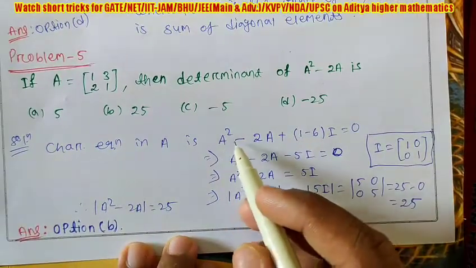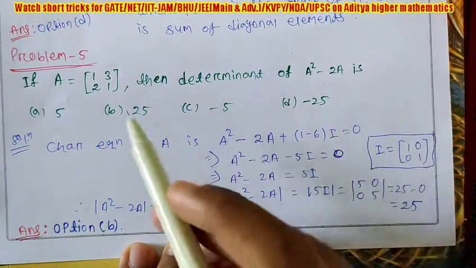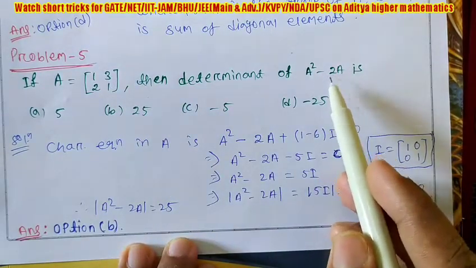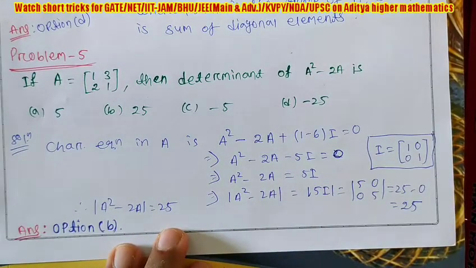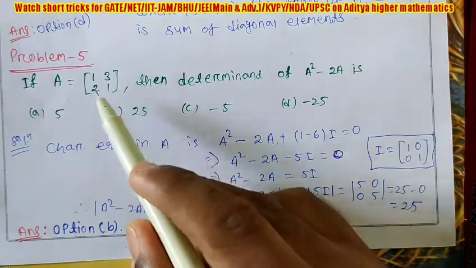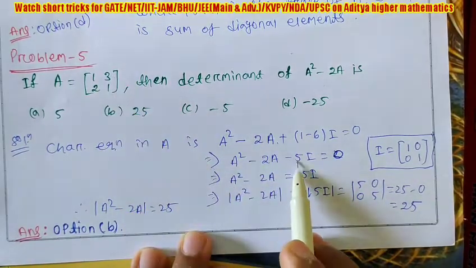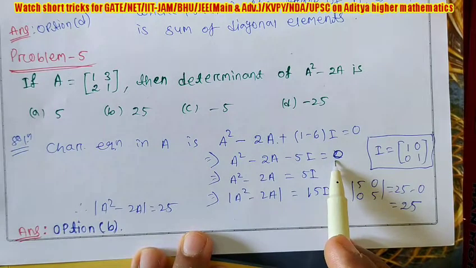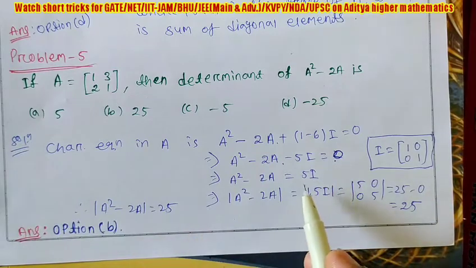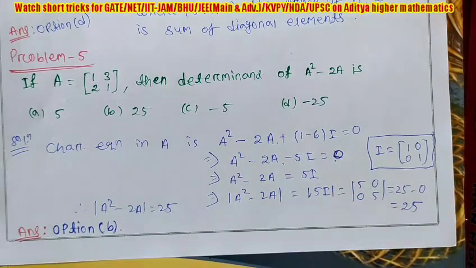So first write its characteristic equation. You can see that the sum of diagonal elements given is the coefficient of A. So A square minus 2A plus, what is the determinant of A? 1 minus 6, so minus 5I. So we are getting A square minus 2A minus 5I, you take it to the right side, which is 5I. So A square minus 2A you are getting 5I.